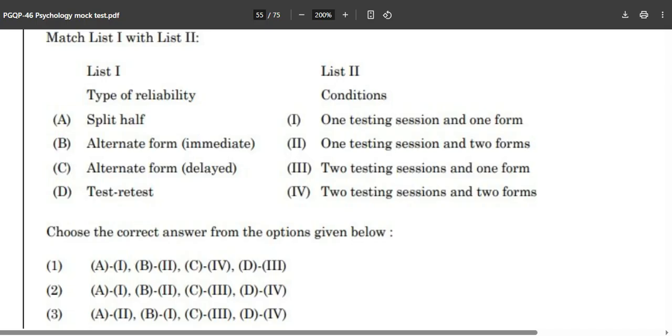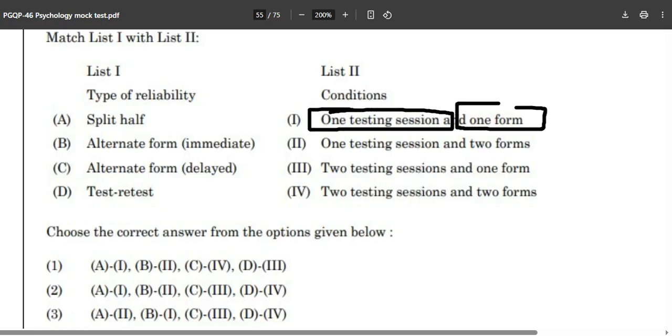Okay, so what is happening now? What are the conditions given over here? One testing session and one form, one testing session and two forms, one form, two forms. Now in the split half, what you will do is one testing session and one form. It is so easy. This is the correct answer.